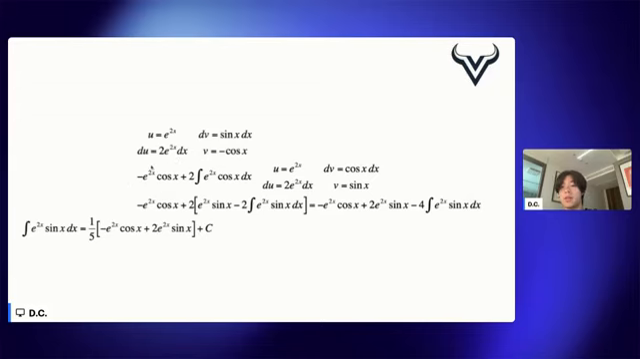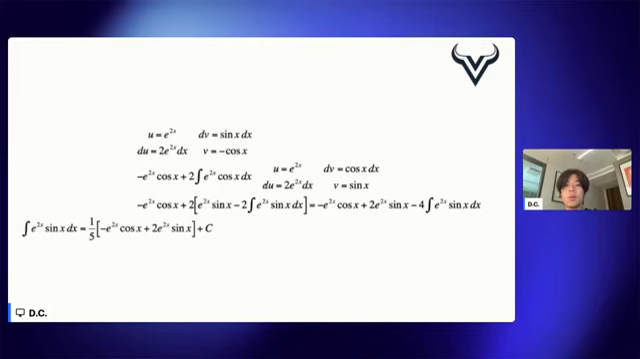Then we combine those: uv is negative cosine x times e to the 2x, which is over here. And why is it plus here? Because v is negative cosine, we take the negative out of the integral, so it becomes plus. So plus the integral of e^2x cosine x dx.